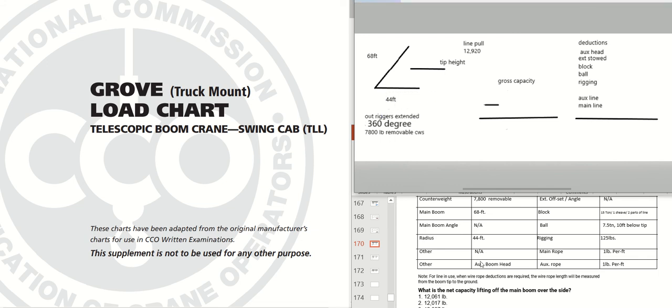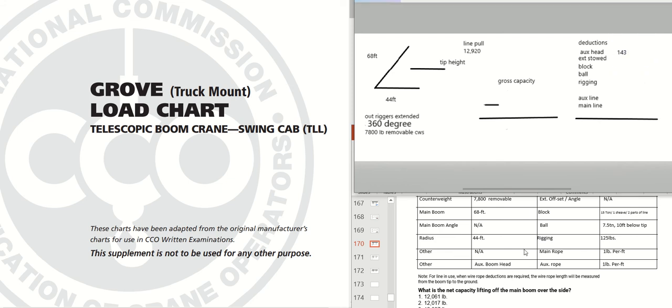And then from there, we're going to continue to go down the list. The first other, we don't have any. It's NA, not applicable. It means it's not there. The next other, at the very bottom, second column, auxiliary boom head. We already know what the auxiliary boom head is going to be. Auxiliary boom head's 143 pounds. Move that up here so it's where it needs to be.